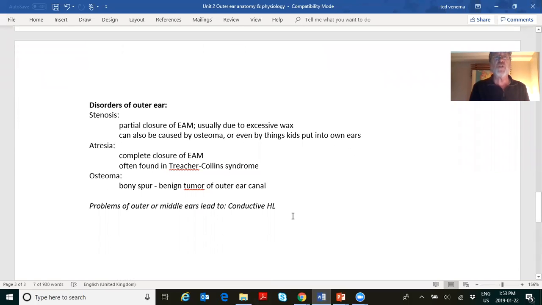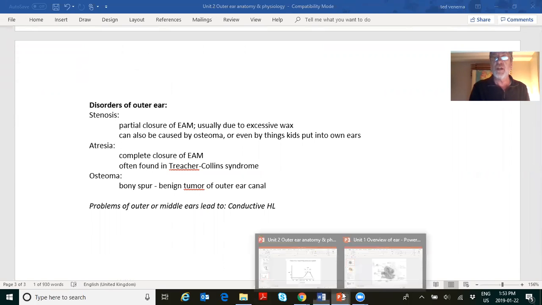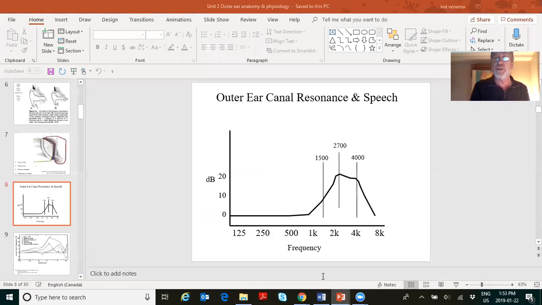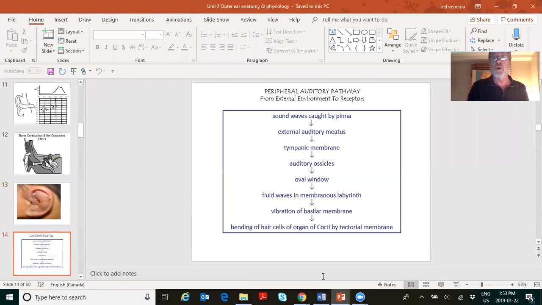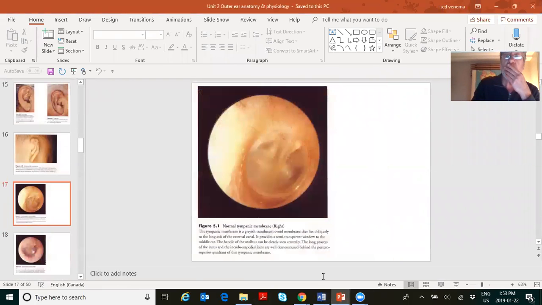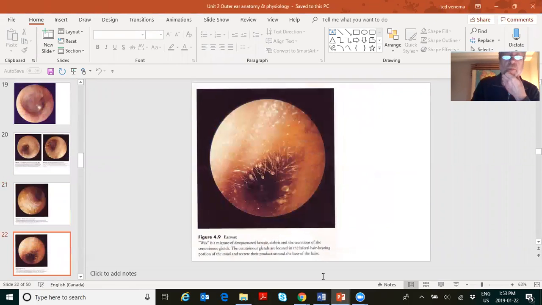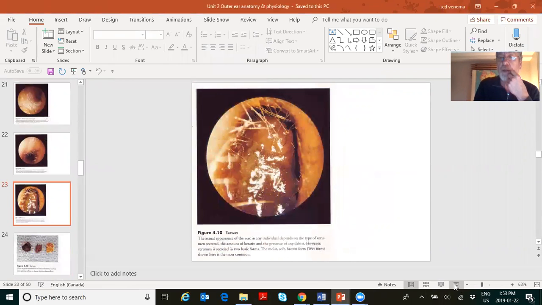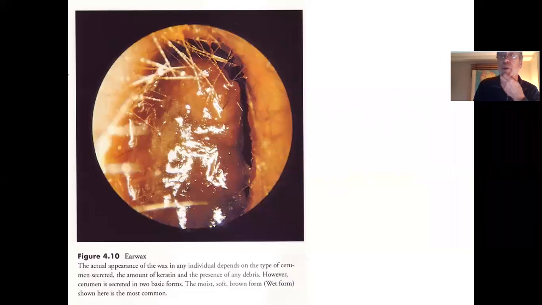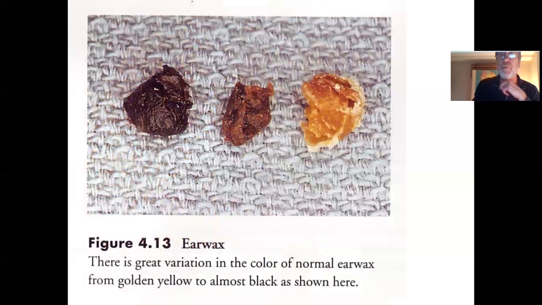Okay. Disorders of the outer ear. One's called stenosis. That's a partial closure of the external auditory meatus. Let's look at stenosis. That's not hard to do. Shoot, here's stenosis. There you go. I'll blow it up and make it bigger. There's stenosis, a partial blocking of the outer ear canal.